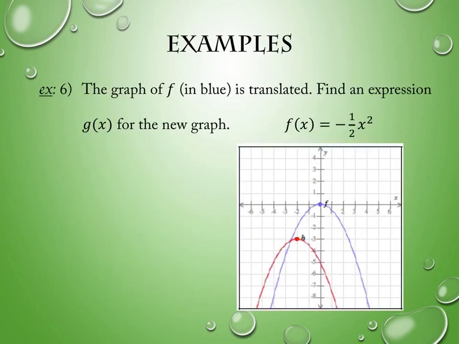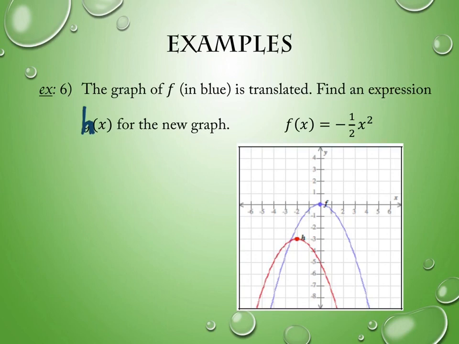Okay, we have one more example in this section. What we actually have is a picture. The graph in blue is translated. And the blue graph has an equation of f of x equals negative 1/2 x squared. That's the equation of the blue graph. We'd like to figure out an equation for how h, it's called h on your graph and I wrote g up here, so let's be consistent, this is h. How this new graph h is obtained.